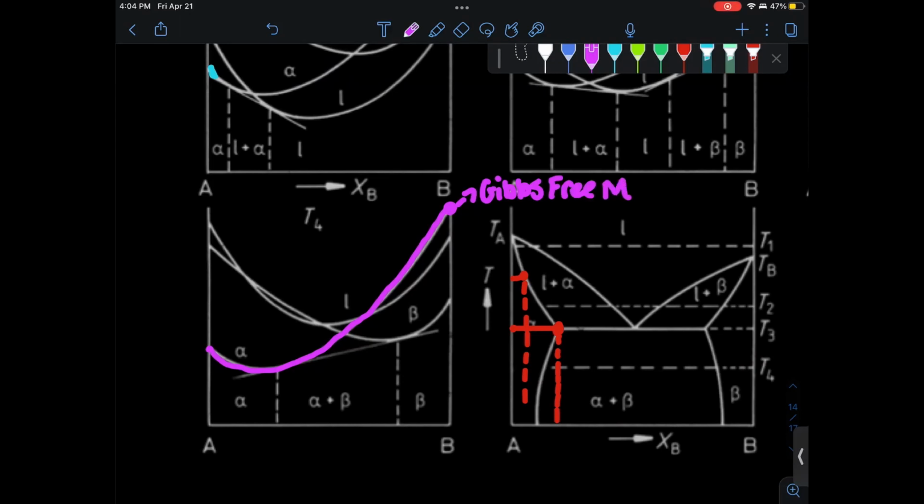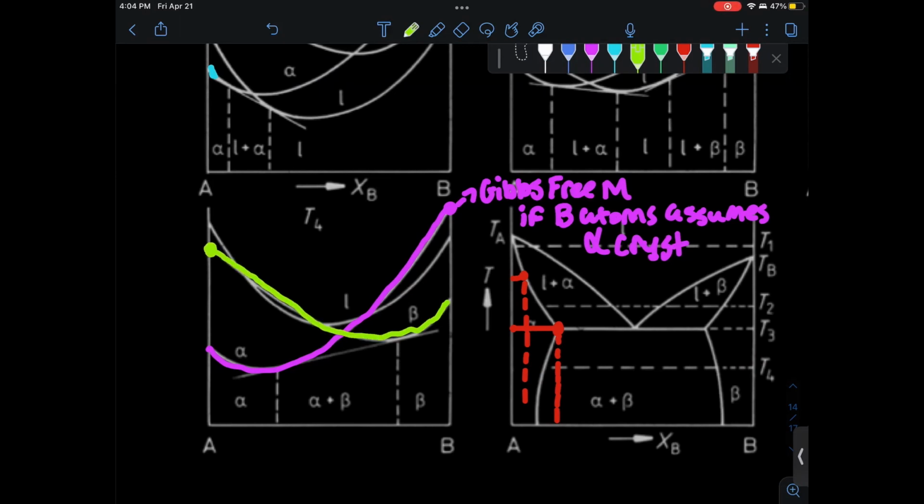if our beta atoms or our B atoms assume the alpha crystal structure. And up here, if we follow the beta curve, up here is if our A atoms were in the B crystal.